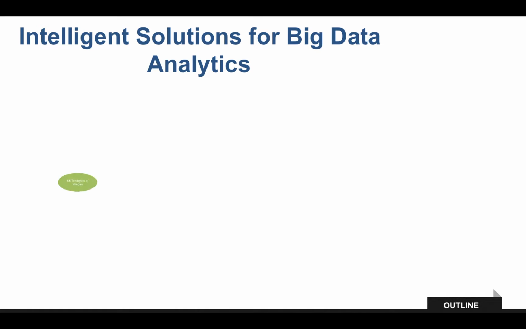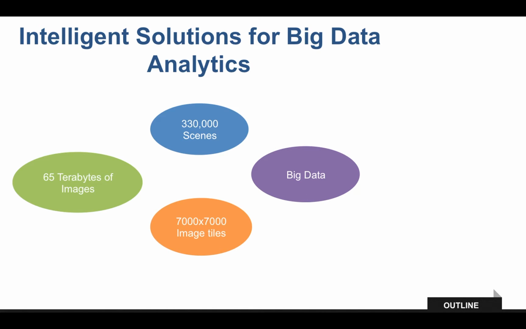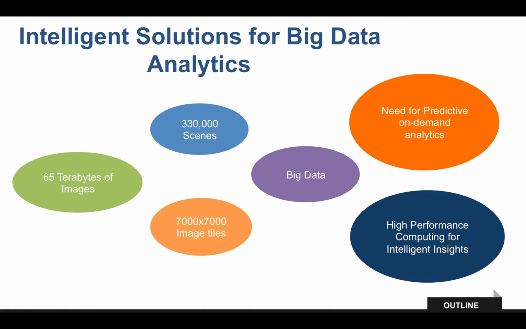Satellite imagery datasets are typically of the order of terabytes. The NAIP dataset has 65 terabytes of images with 330,000 scenes. Each image tile is typically around 7,000 by 7,000 pixels. So this big data problem calls for a predictive on-demand analytic solution. So we build our framework on top of a high-performance computing architecture for providing intelligent insights on the fly.